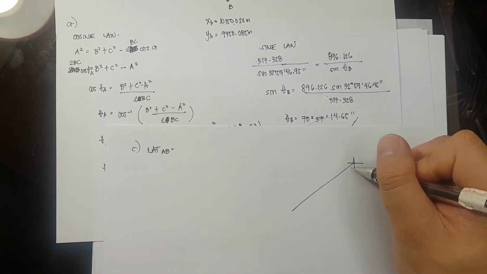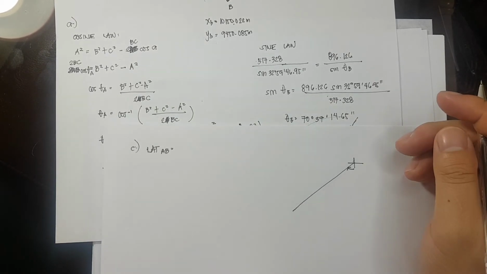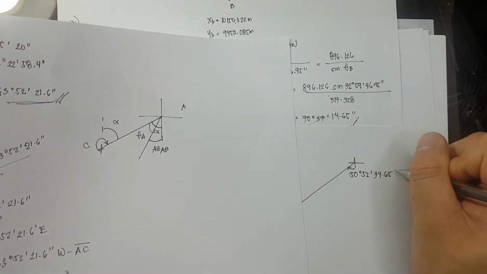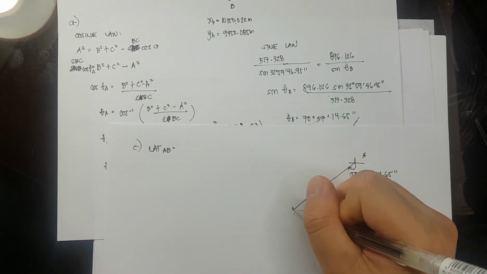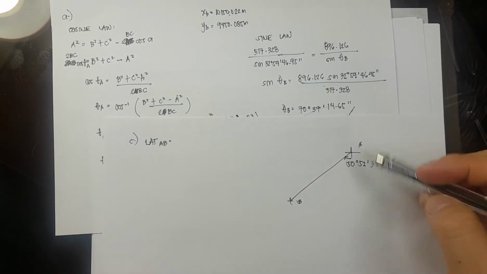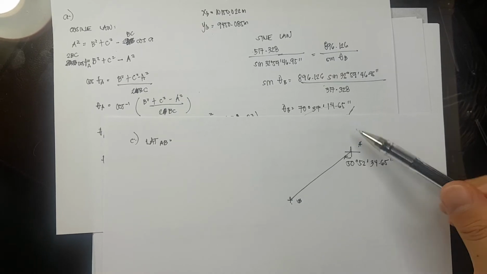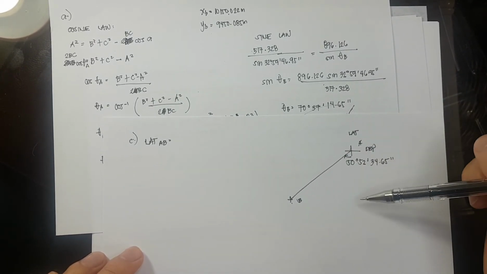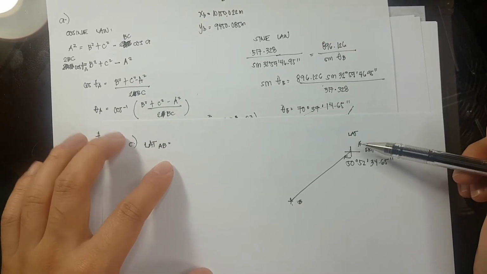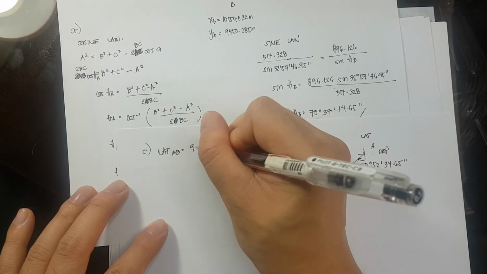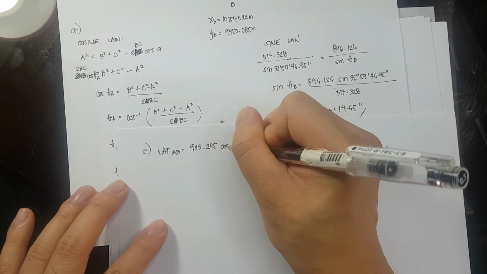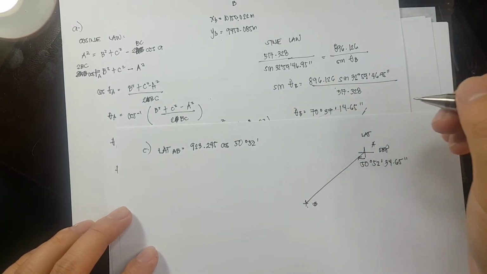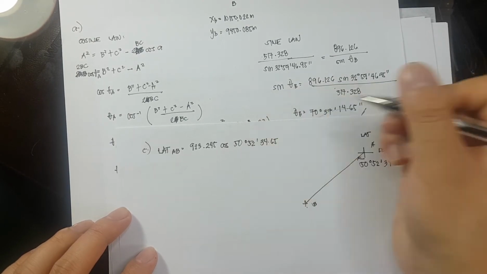And it has an azimuth of, wait, what is our azimuth? 50 degrees, 52 minutes, 34.65 seconds. So, this is A, B. Okay? So, latitude is the vertical, and we are in reference with the north and or south. So, we are going to use cosine. So, anong distance ni AB? AB is equivalent to 923.245 cosine 50 degrees, 52 minutes, 34.65 seconds.